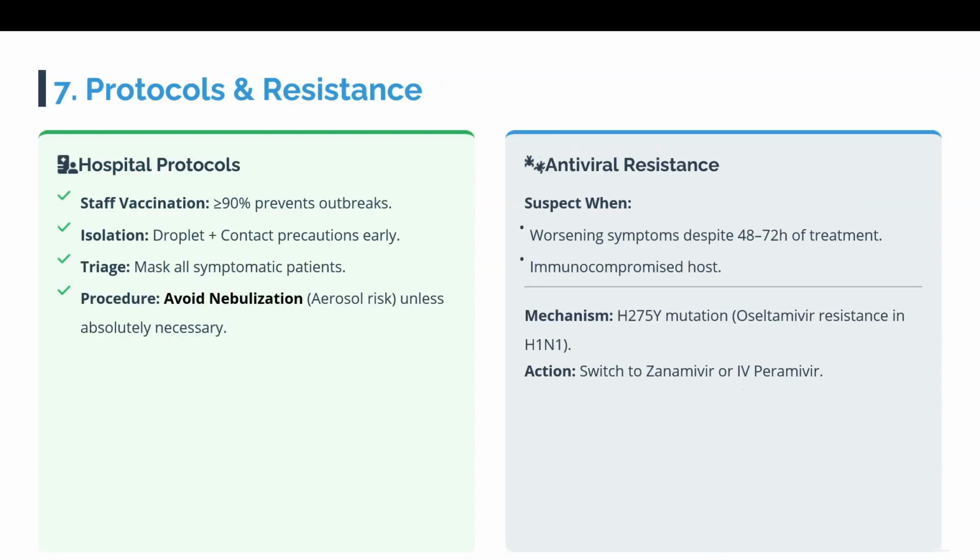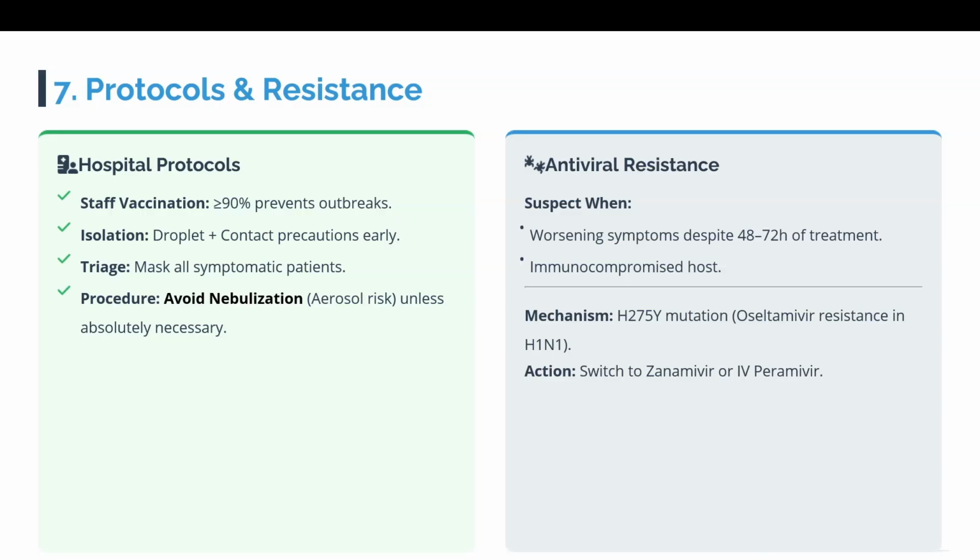Hospital protocols: the staff should be vaccinated. More than 90% of the staff should be vaccinated, which prevents outbreaks. Isolation: droplet plus contact precautions should be early. So you have to wear a normal mask and use contact precautions early. Triage: mask all symptomatic patients. For procedures, avoid nebulization unless absolutely necessary, as it will result in increased aerosol production and may result in spread of the virus.